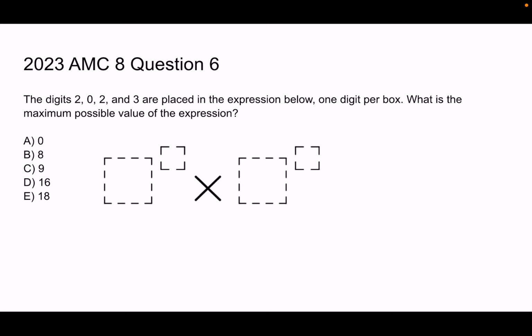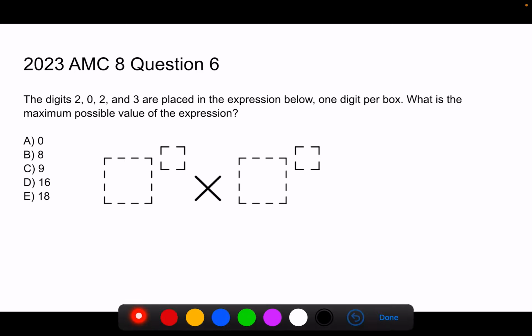Question 6. The digits 2, 0, 2, and 3 are placed in the expression below, one digit per box. What is the maximum possible value of the expression? So this question is talking about power.